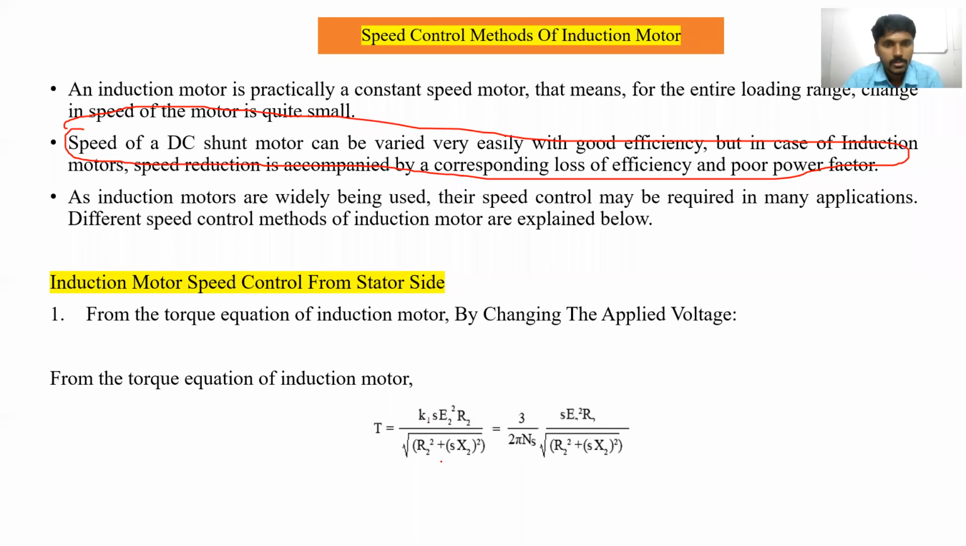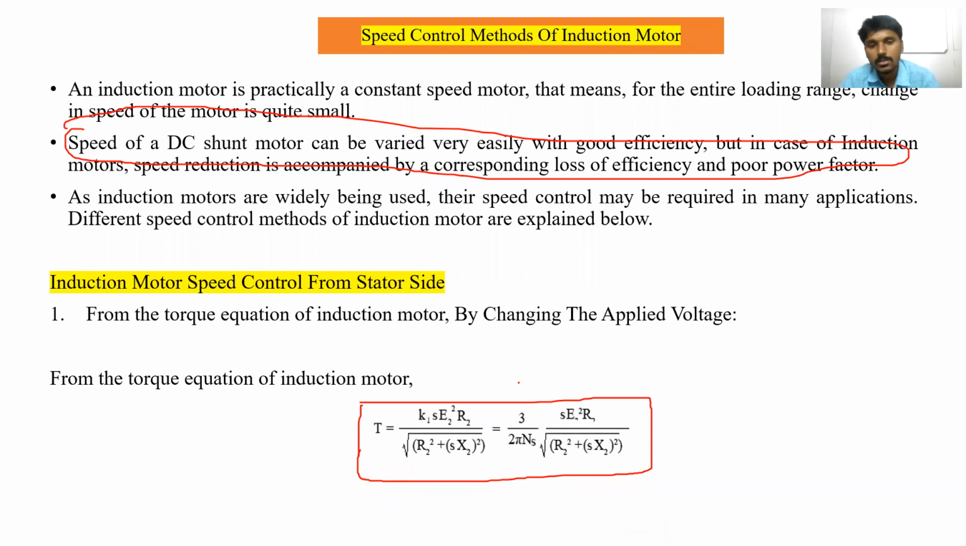So we know the equations. I have not derived this torque equation; you have already seen it in the machine subject. We know the formula: torque equals K1 (constant) into S into E2 square into R2 upon the square root of R2 square plus (S X2) square, that is equal to 3 by 2 pi Ns into S into E2 square into R2 upon the square root of R2 square plus (S X2) square. You can derive this torque equation in the electrical machine subject, but here there is no need to derive it.